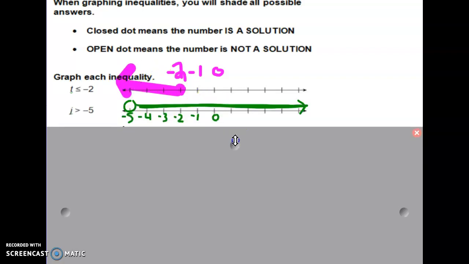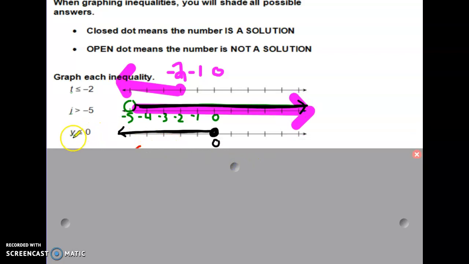On the second one, a number is greater than -5. So I have an open dot at -5. It's not equal to -5, so open dot. And I want to shade in all numbers that are bigger than -5. So we should shade to the right.